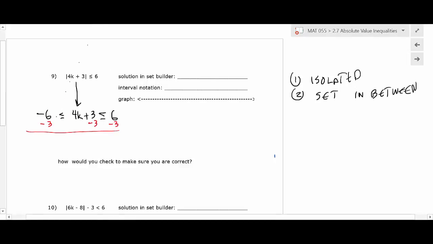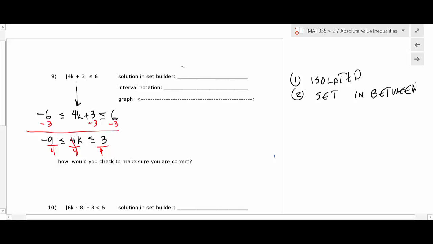So what you're going to have then is -9 here, less than or equal to 4k here, less than or equal to 3 there. Okay, then what? What's logical? You got to get k by itself, so how do you make it happen? Divide by 4, exactly. And you got to divide everything by 4 like that. Okay, now that would be what you'd be ready for with the solution set. So you set it in the middle of the 2 numbers, the number and the negative, and then you get the variable in the middle.